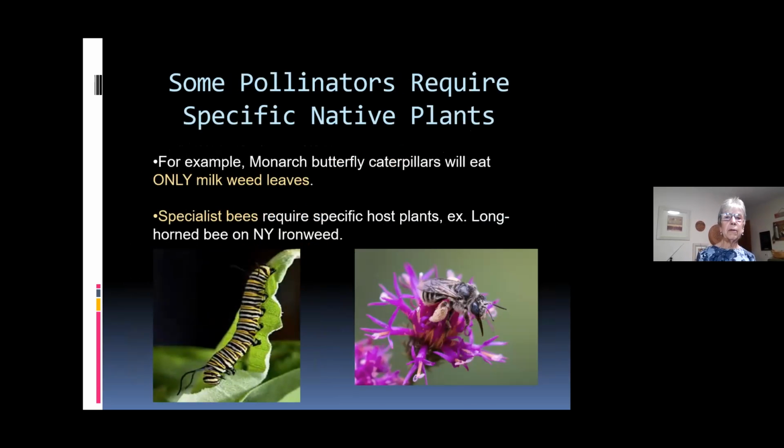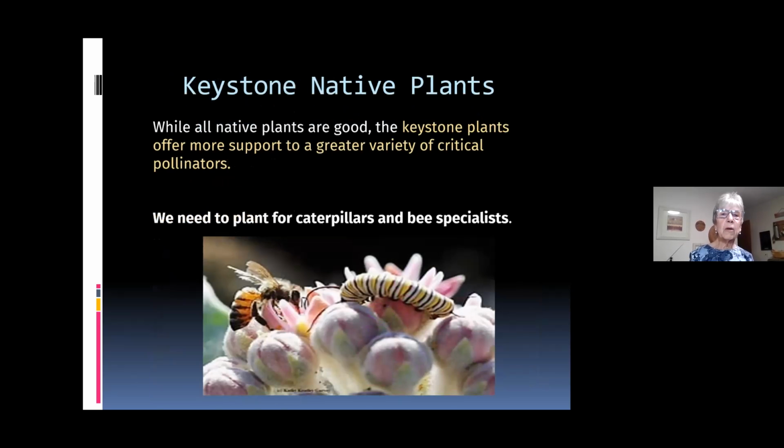Now, it turns out that some pollinators require specific plants. You probably all know about the monarch butterfly and how they need milkweed leaves, not to eat, but to lay their eggs on, and then for the caterpillars to eat. And then there are also specialist bees who require specific host plants. I think they've got a longhorn bee there on the New York ironweed. So while all native plants are good, some are better than others in terms of supporting pollinators. And we need to plant for caterpillars, meaning butterflies and bees.